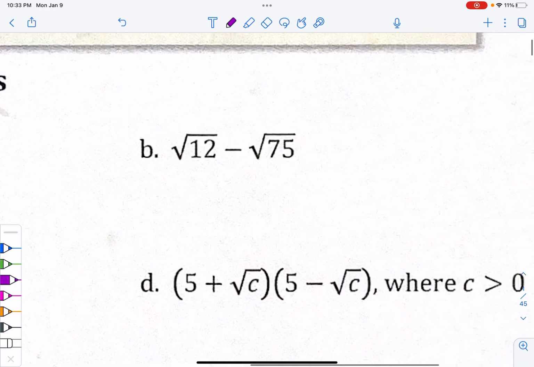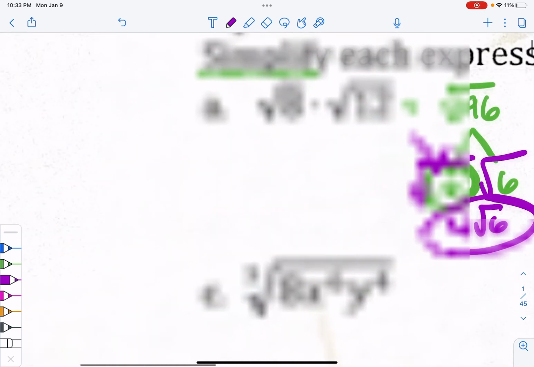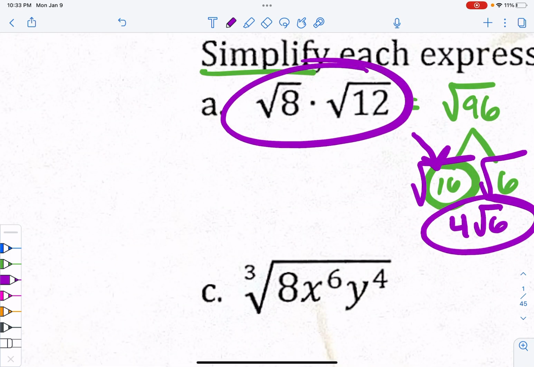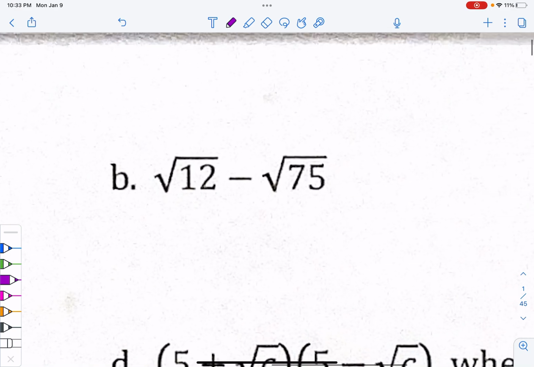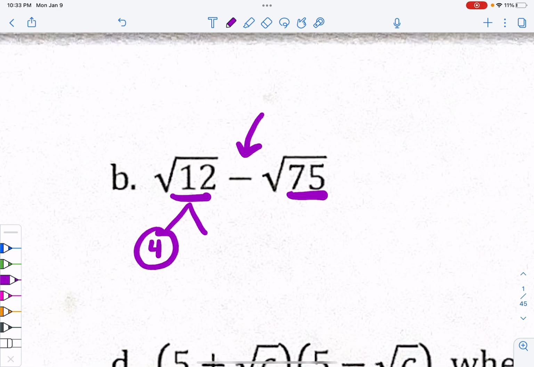Let's go to this one right here. Okay, this one was multiplying. You can multiply any numbers together even if they don't have the same base underneath. When you are adding and subtracting, this one's subtract, you cannot do it unless these inside bases are the same. Now, can we change them to be the same? Probably. So if we break 12 down, this is 4 and 3, right? And the square root of 4 and the square root of 3. Square root of 4 is 2, square root of 3 just stays, so this is 2 square roots of 3.